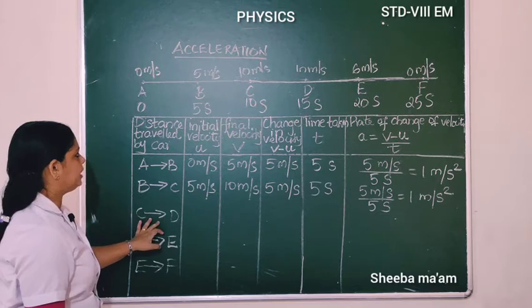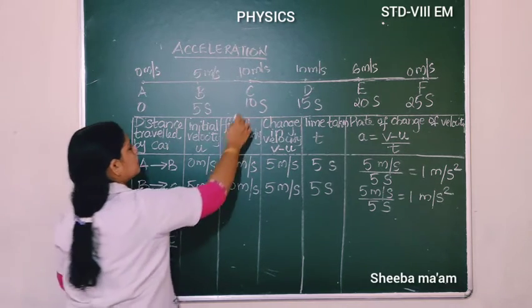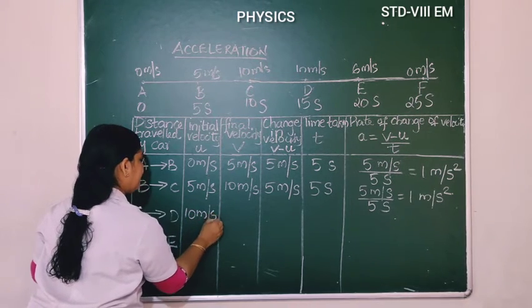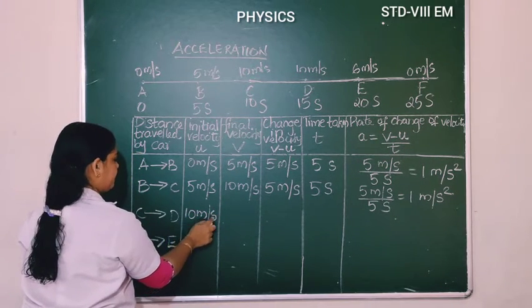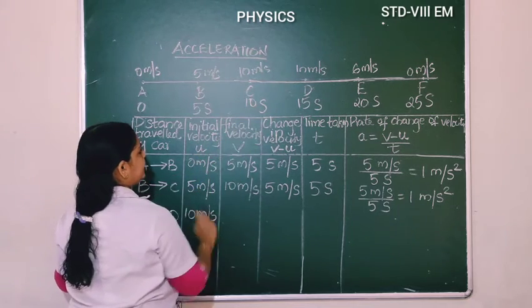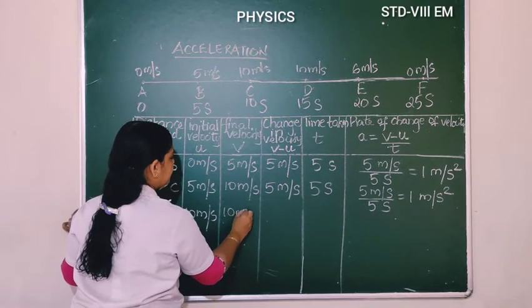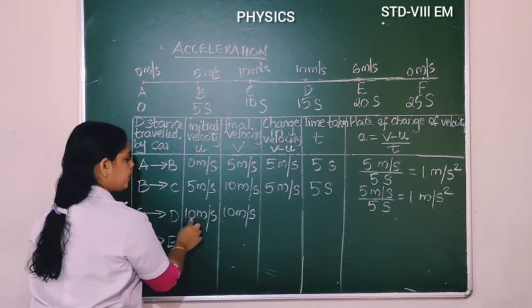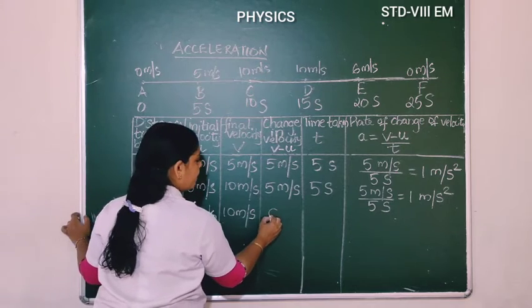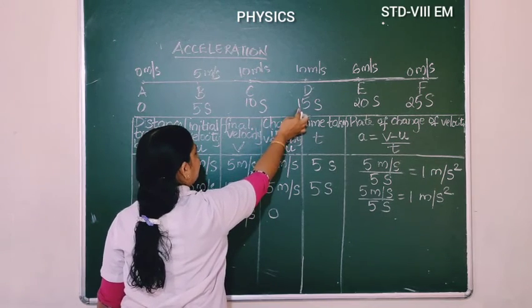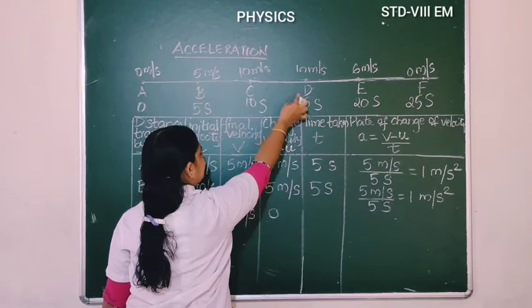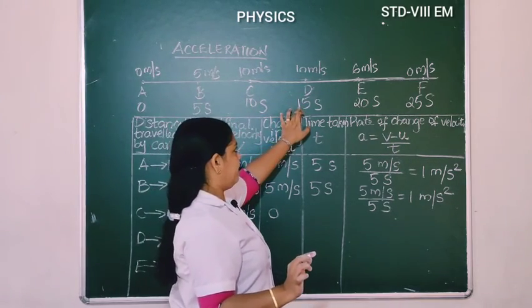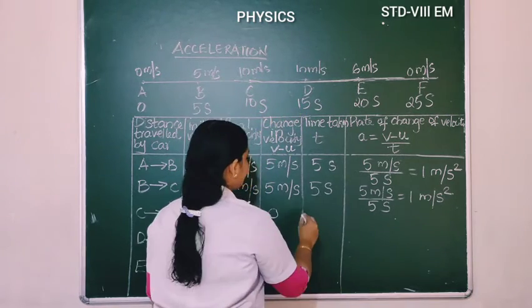Similarly, from C to D. What is the velocity of C? Initial velocity is the velocity of C. It is 10 meter per second. Velocity of D. It is also 10 meter per second. Change in velocity V minus U. 10 minus 10, it is 0. What is the time interval? 15 minus 10. What is the time between C and D? It went from 10 to 15. So 15 minus 10, that is 5 seconds.